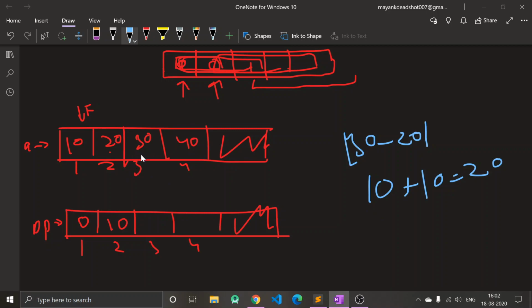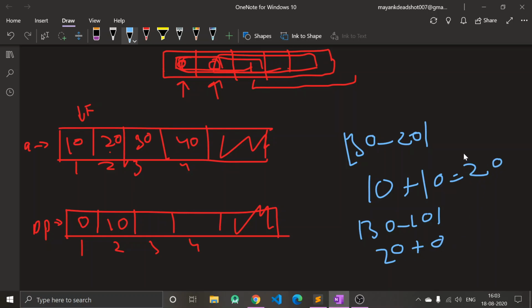Now to reach 30 directly from 10, we compute 30 minus 10, which is 20, plus dp of the first index, which is 0, so 20 plus 0.